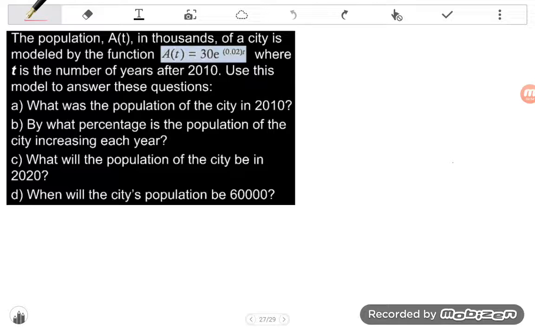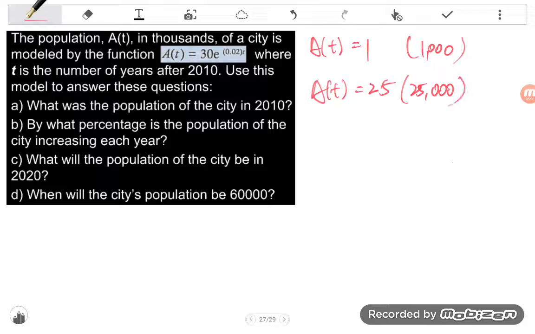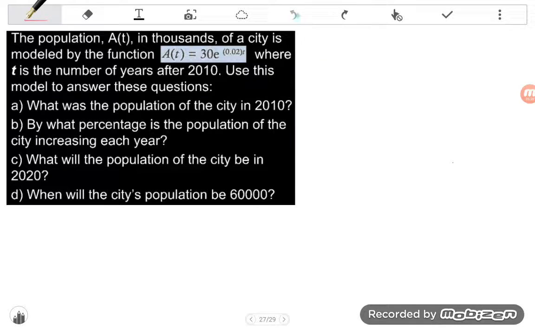So let's say if my A of t is equal to 1, that means 1,000 people, okay? If my A of t is equal to, say, 25, that means 25,000 people. Don't forget the unit. The units are sometimes important, okay? Sometimes they give us information where we need to be careful with them. So the A of t over here tells me my population, and this t represents the number of years after 2010.